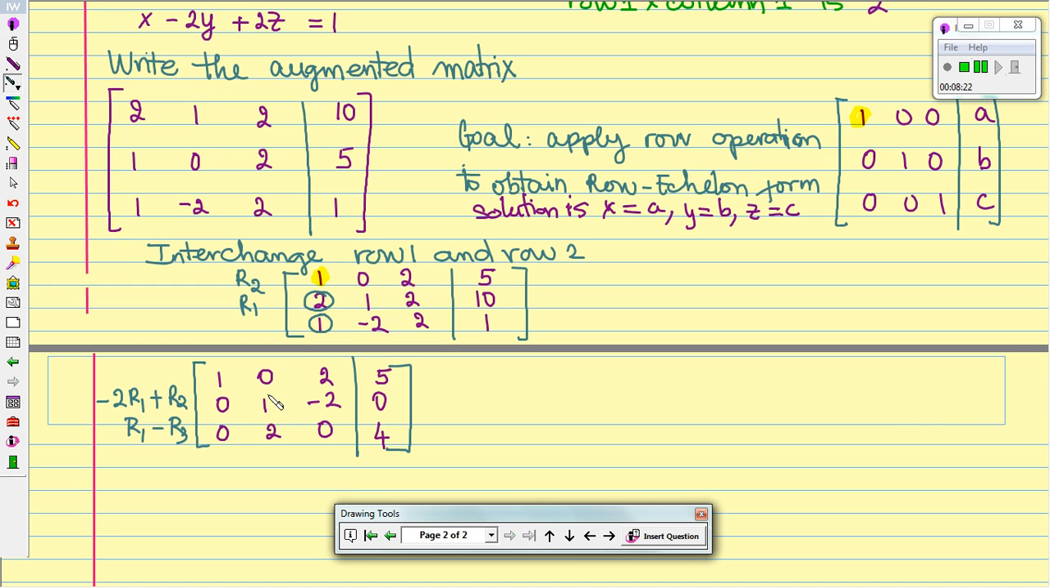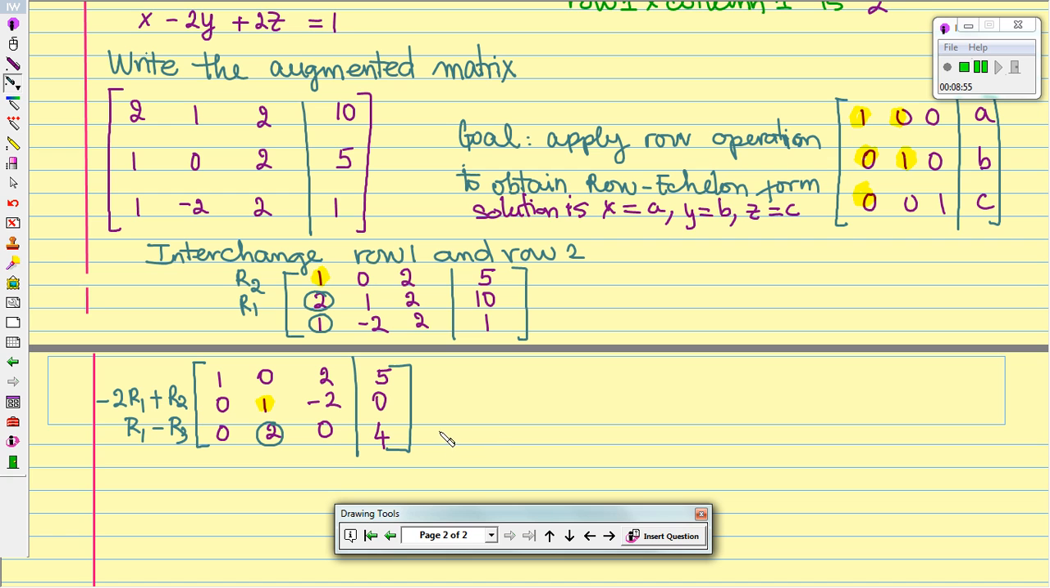So next step now, I move on to column number 2. In column number 2, first of all you can put the highlight, so we're done with column 1. Column number 2, do I have 1? Yes, I do have 1 in row 2, column 2. Next, I want to have 0 for the rest of column 2. So we do have a 0 here, which is good. Now we want to have a 0 in row number 3, column 2.